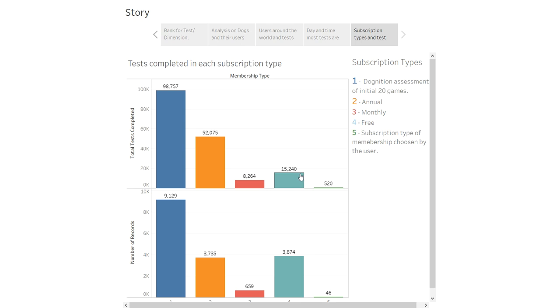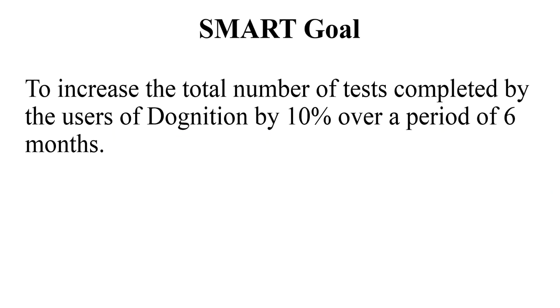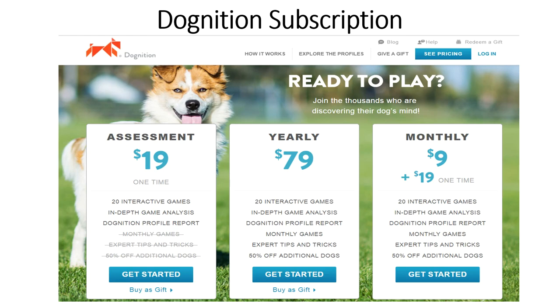Maybe because Dognition is not as cheap for the users. So Dognition might think to reduce some of the prices. They might put discounts, and they might give goodies to the users, so that if they finish this much amount of tests in this much amount of time, they can get the prices reduced. This might go a long way in reducing the prices.